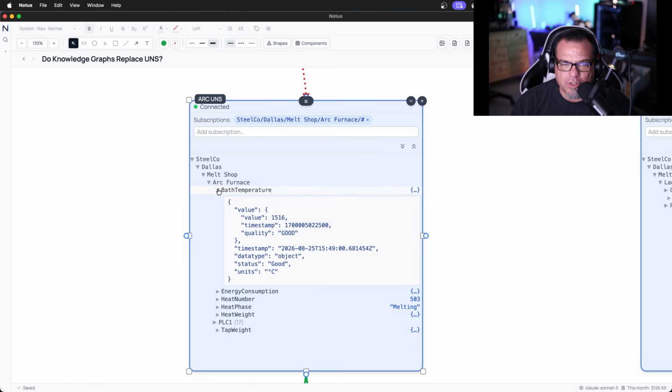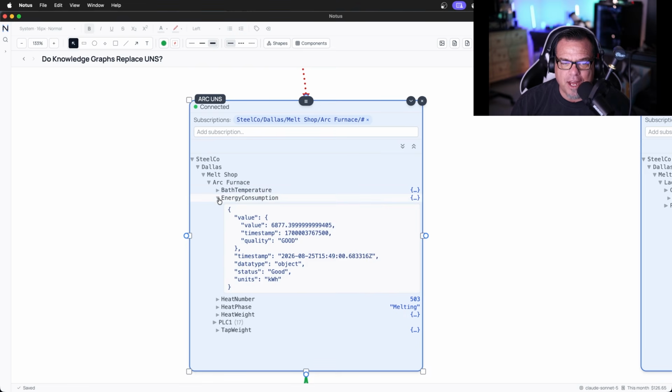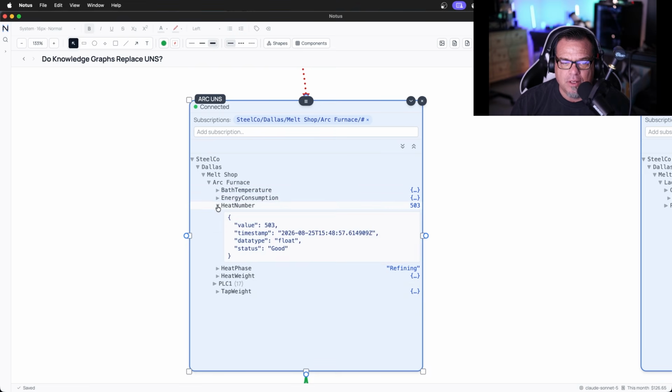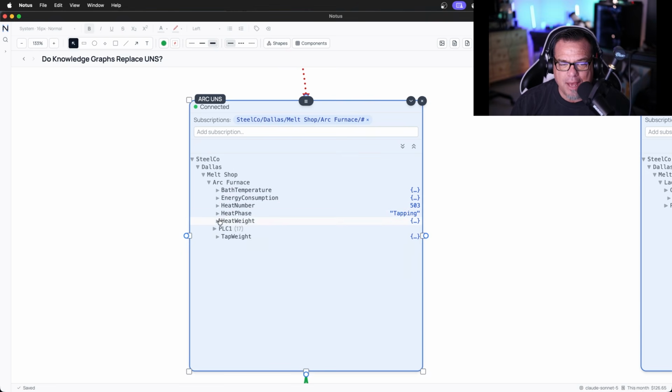So we have our bath temperature of the furnace, we have the energy consumption of the furnace, we have the heat number, we have the heat phase, which phase we're in right now, we're tapping, we have the weight of the heat, and then we have our tap weight coming from the PLC.